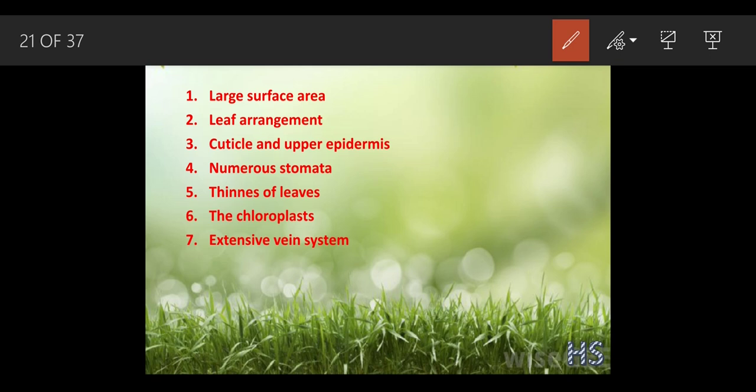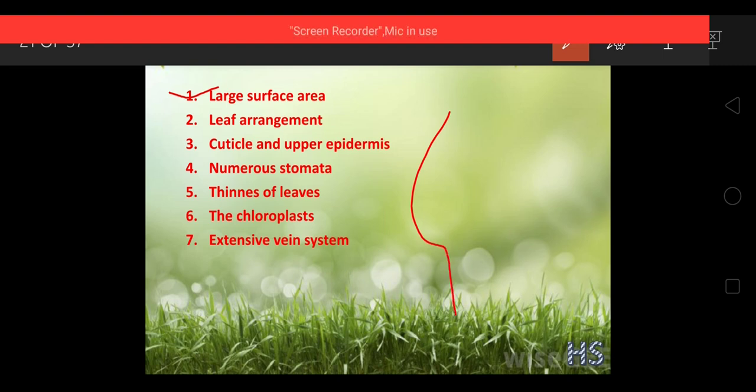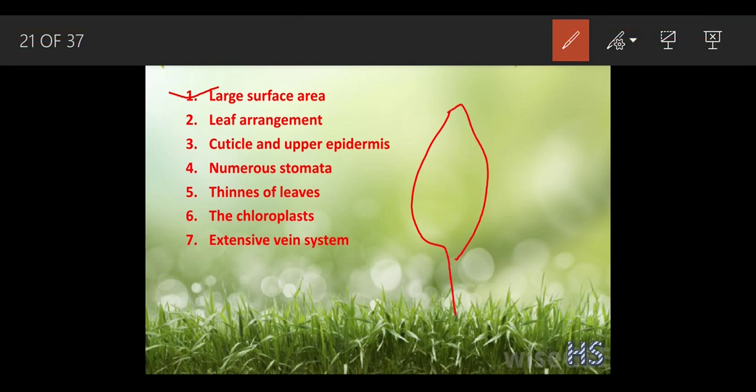First, to perform perfect photosynthesis, we need a large surface area. What does that mean? Suppose this is a leaf. If the size of the leaf is big, then definitely a greater amount of photosynthesis will be carried out. But if the size is too small, the surface area of the leaf is very less, so a lesser amount of photosynthesis will be done. So there should be a large surface area like this.